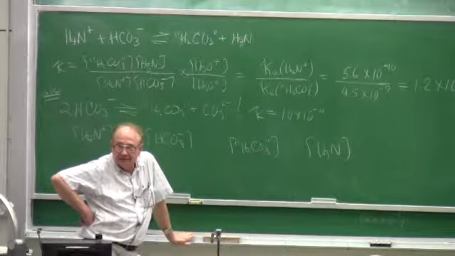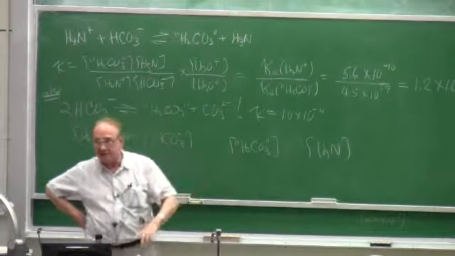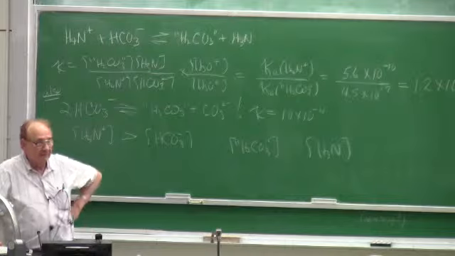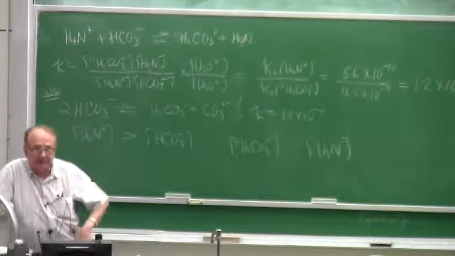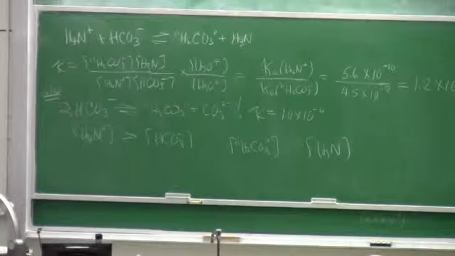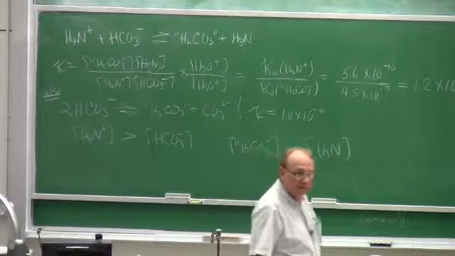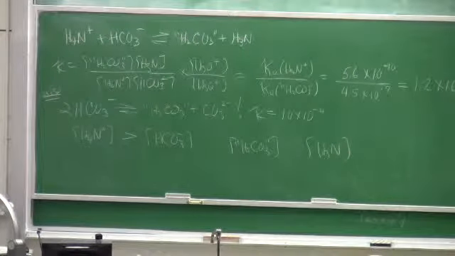Now I'm listening. Is this bigger than this, or is this bigger than this? Which molarity is bigger? Hydrated CO2. You agree? Because the first reaction makes hydrated CO2 and the second reaction makes hydrated CO2. So you got two reactions of consequence making hydrated CO2. But you only got one reaction of consequence making ammonia. How about that?